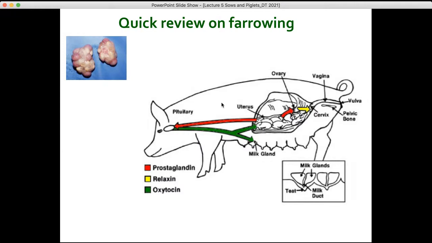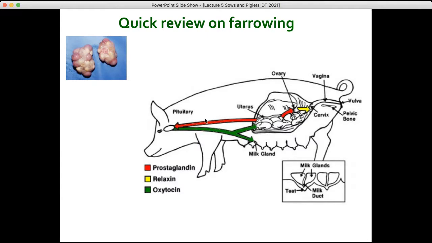So we've gone through our pregnancy, no problems, and now the piglets are ready to be born. When that happens, they release corticosteroid hormone, which acts on the sow's uterus to release another hormone called prostaglandin. That prostaglandin will have an effect on the ovaries and tell the corpus luteum to stop producing progesterone, and it will stimulate the release of relaxin. And relaxin will act on the cervix to dilate the cervix and open up the birth canal.